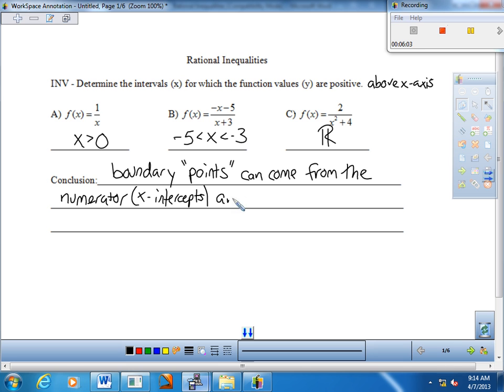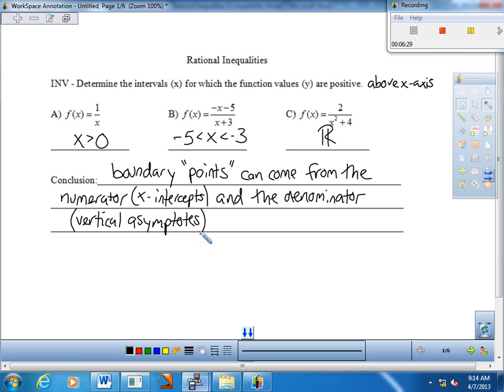And also, here's the key, we're not only seeing boundary points from the x-intercepts, but also from those vertical asymptotes, and they come from the denominator. And so let me get that squared away right up here, because the denominator is going to potentially produce a boundary too. And so let's write it in as the vertical asymptotes right here. Okay, that looks really nice.